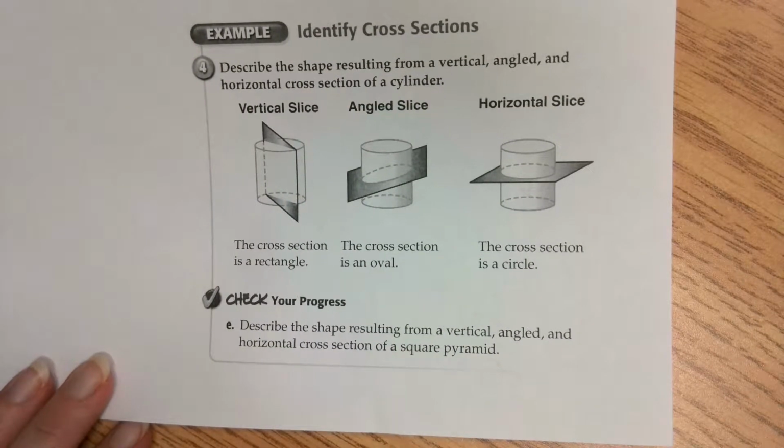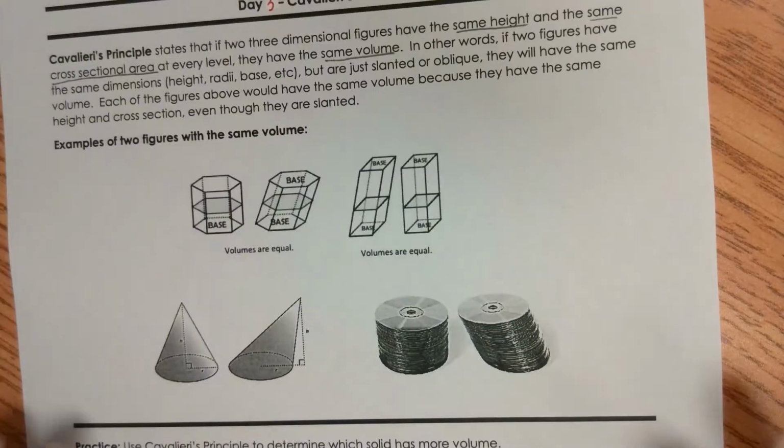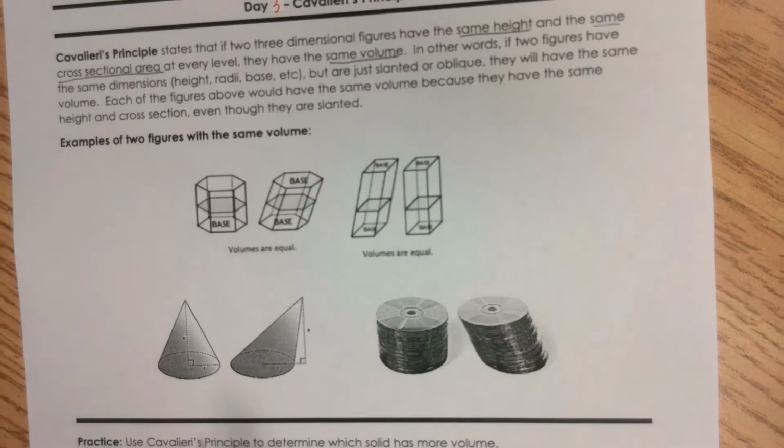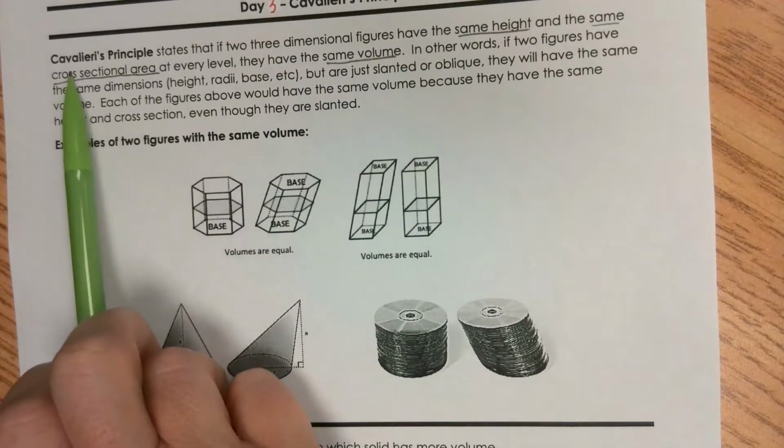I don't know how to pause. All right, so I would like for you to look at other shapes and see how they would get you a cross-sectional area. So I've got some practice with that. But if I go back to Cavalieri's principle, you write this down.